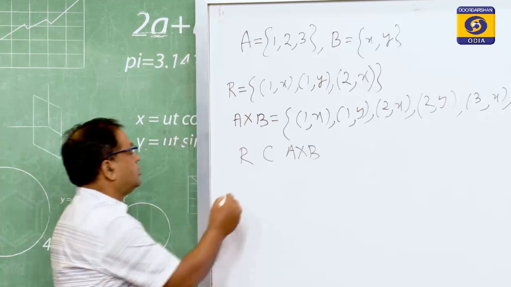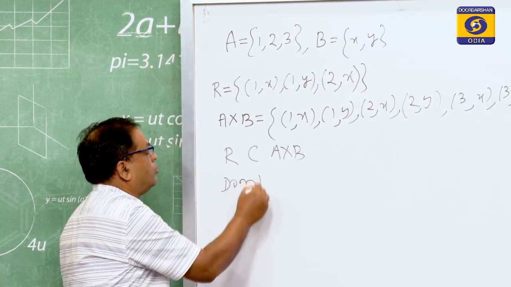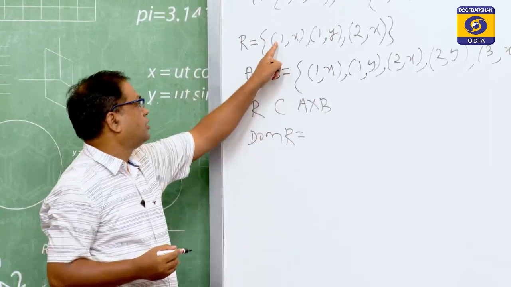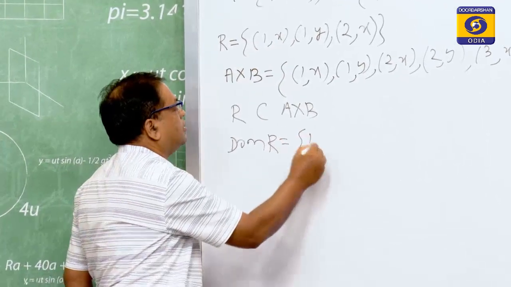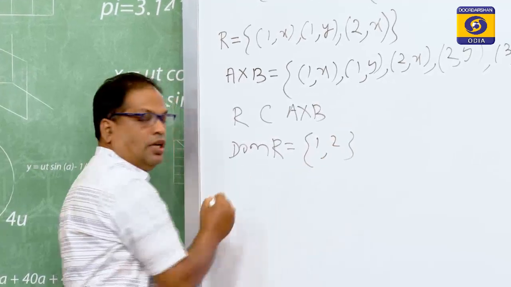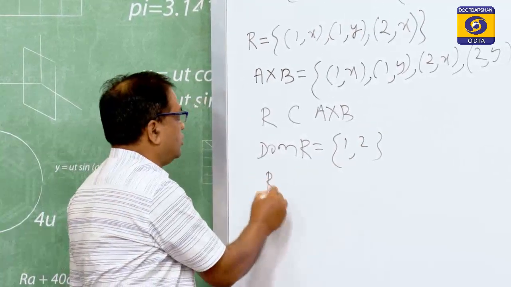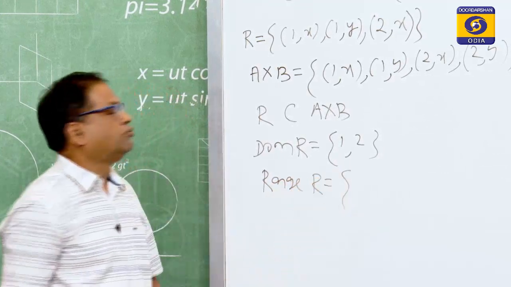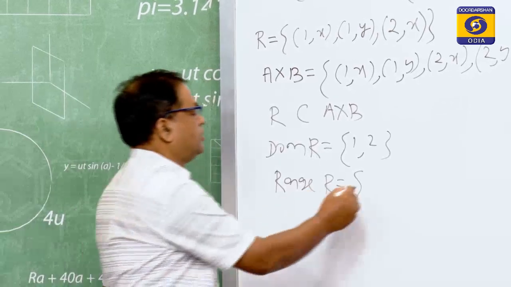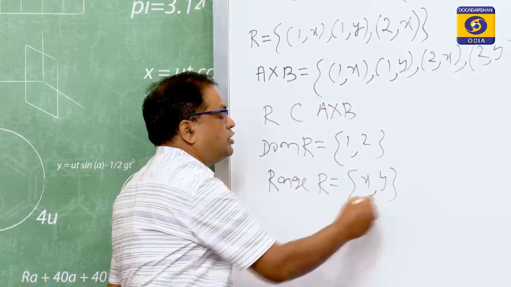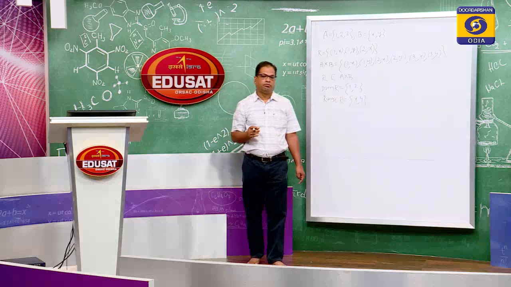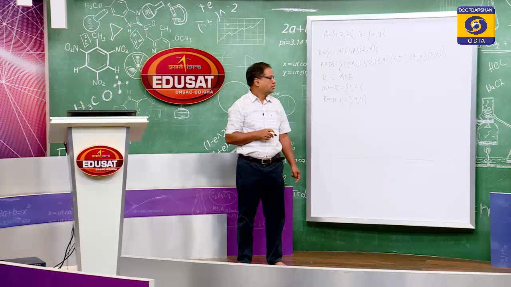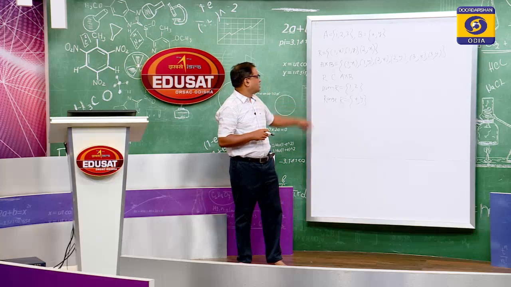And next is domain of R. Domain of R is the set of first constituents. So, what are the first constituents here? 1, 2. Next, range of R is the set of second constituents. It is x, y. You see, in relation, all elements of set A and set B may not participate in the relation. So, domain of R, range of R.